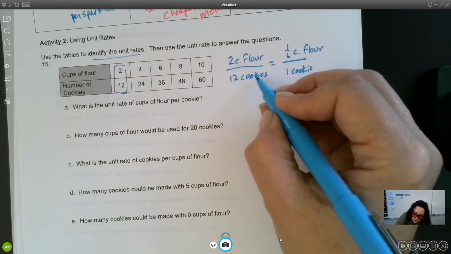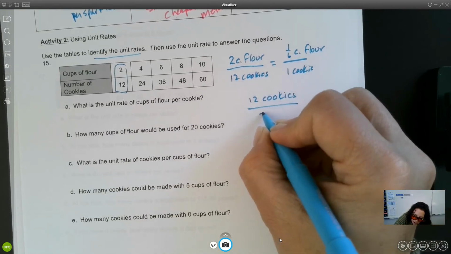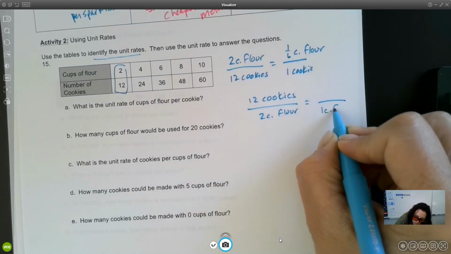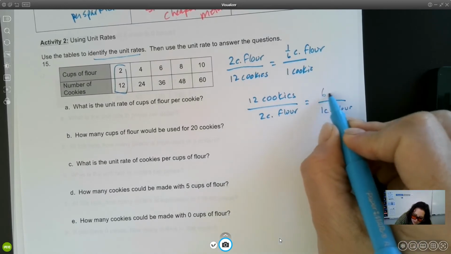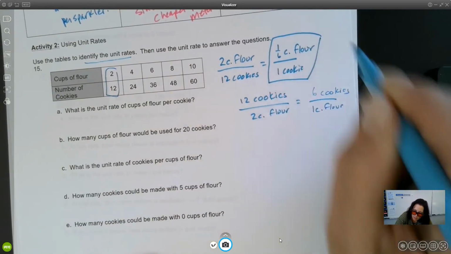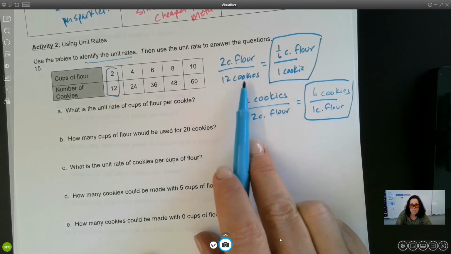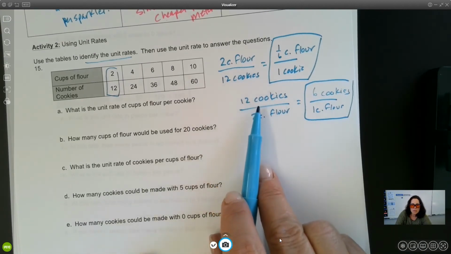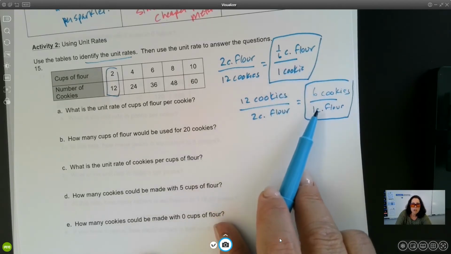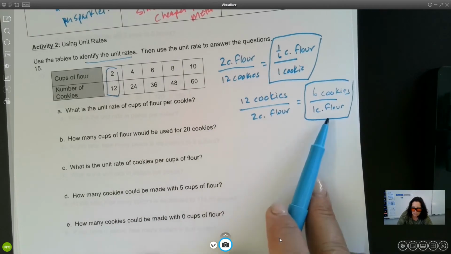Okay, if I flip these around to find the other unit rate, 12 cookies for 2 cups of flour, how many cookies for 1 cup of flour? I'd have 6 cookies. Okay, so here is one of my unit rates, and here is my other unit rate. It's very important to understand these are rates, and these are unit rates. Do you see where the 1 is in the unit rate? It's in the denominator.